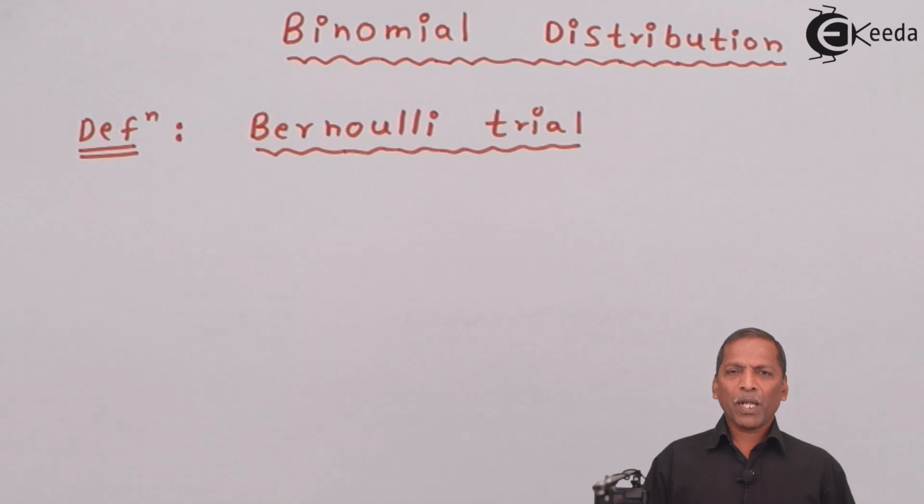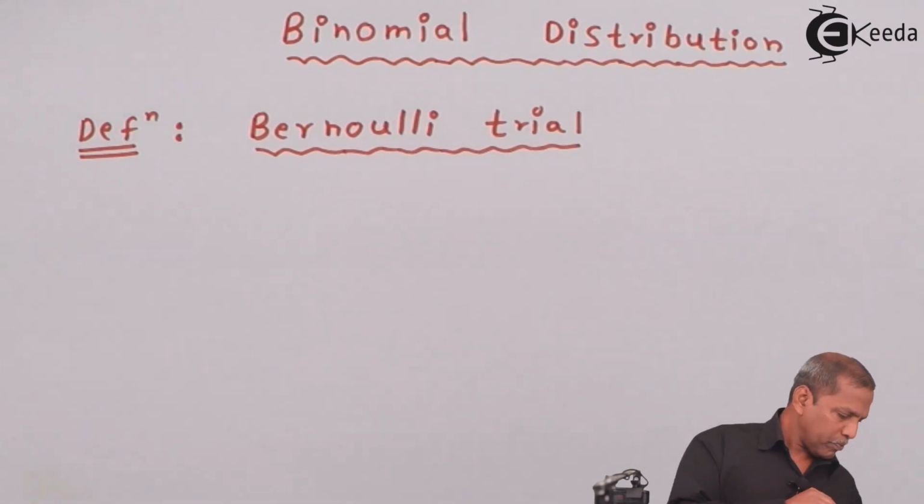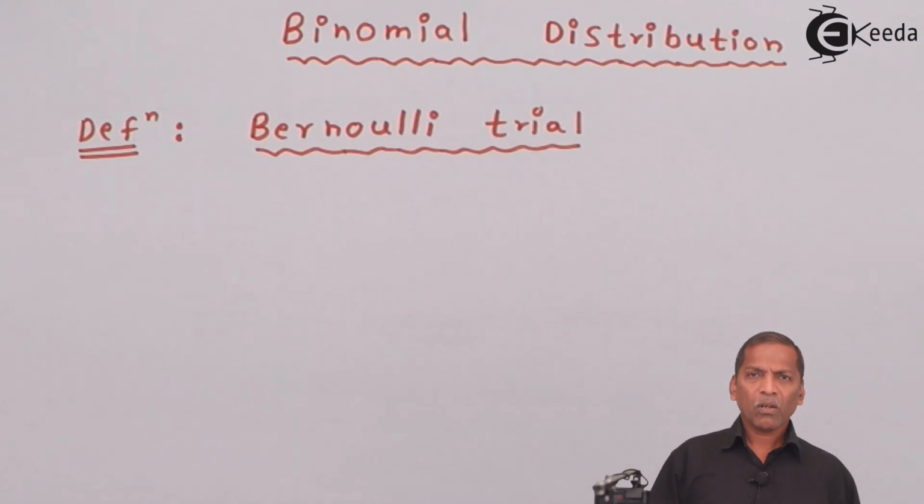Or if we consider a manufactured item, it can be constructive or destructive. That is, it can be defective or non-defective.